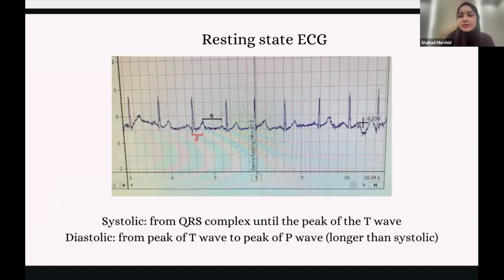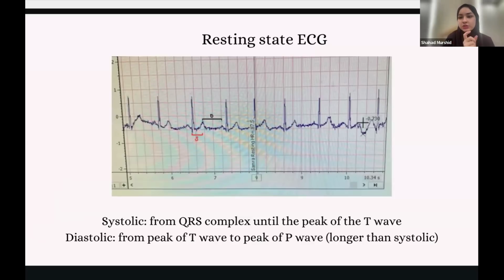First, you should know that the normal sinus rhythm is when you have a P wave followed by a QRS and then followed by a T wave. So this is when you have a normal sinus rhythm. In a resting state, this is what your ECG should look like: a P wave, then a QRS complex, and then a T wave.